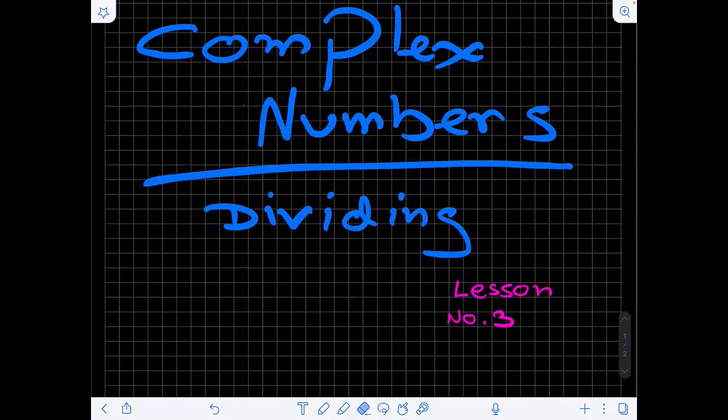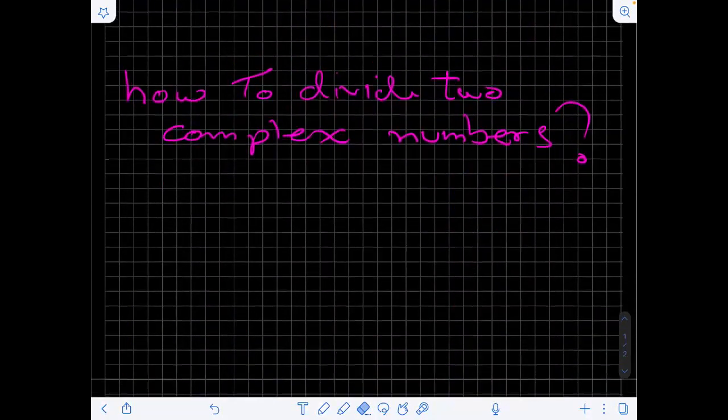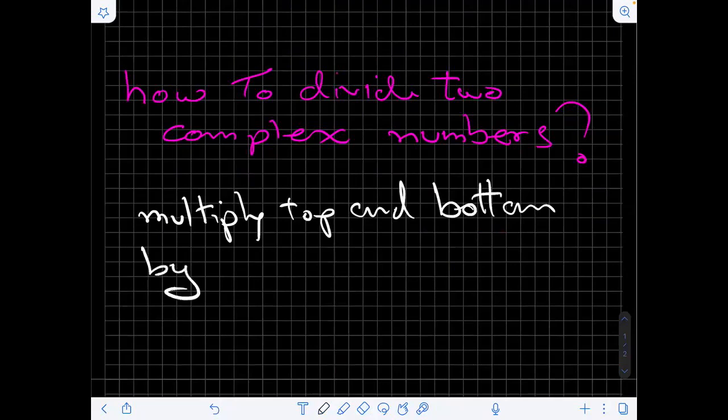Hi everybody, today we're going to learn about complex numbers, dividing, and this is lesson number 3. So how do we divide complex numbers? The rule says, in order to divide complex numbers, you have to multiply top and bottom by the conjugate of the bottom.